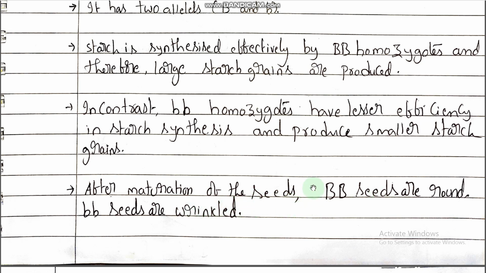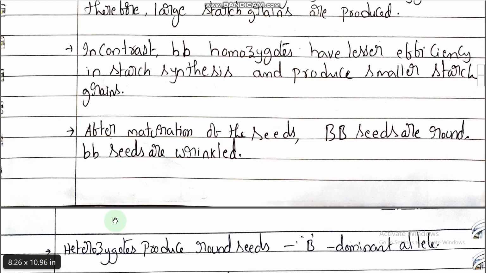This scenario happens because the same gene controls the starch synthesis and also controls the shape of the seeds. Whenever the gene is homozygous dominant, with capital B presented, those seeds are round, and where small b alleles are presented, those are wrinkled in shape, right? Capital B means more starch production, and small b means less starch production. That point you can remember.